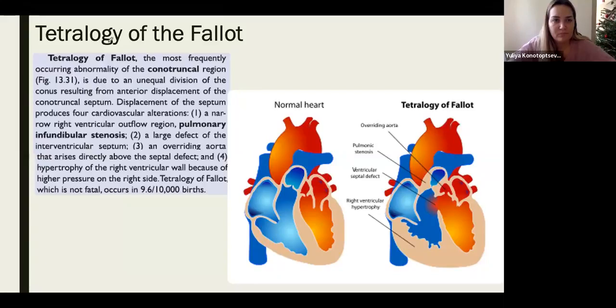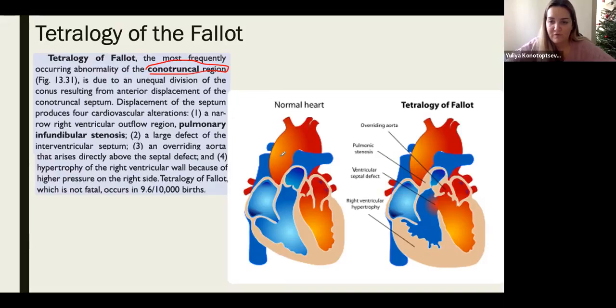Tetralogy of the Fallot. Tetralogy of the Fallot is a very common malformation of the heart, specifically of the conotruncal region, right? So of the truncus arteriosum part. It's called tetralogy of the Fallot because four malformations must be present together at the same time, and only then you can call it tetralogy of the Fallot. So you cannot just choose one and say now this patient has tetralogy of the Fallot.